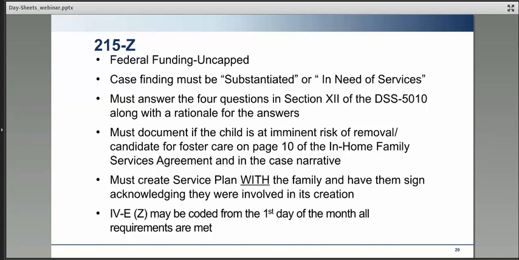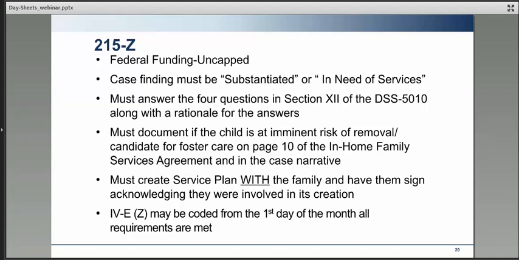Well, you are able to go back and claim 4E for the entire month. And since it's before May 5th and the day sheets haven't locked, you could, in that scenario, go back and adjust your day sheets to claim 4E for the child for the entire month.